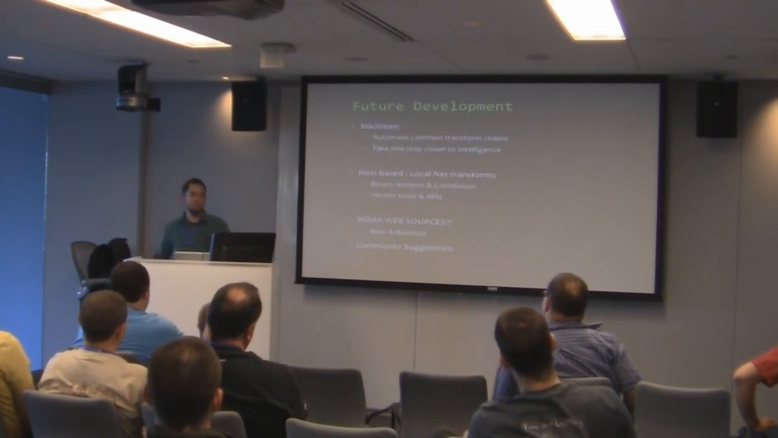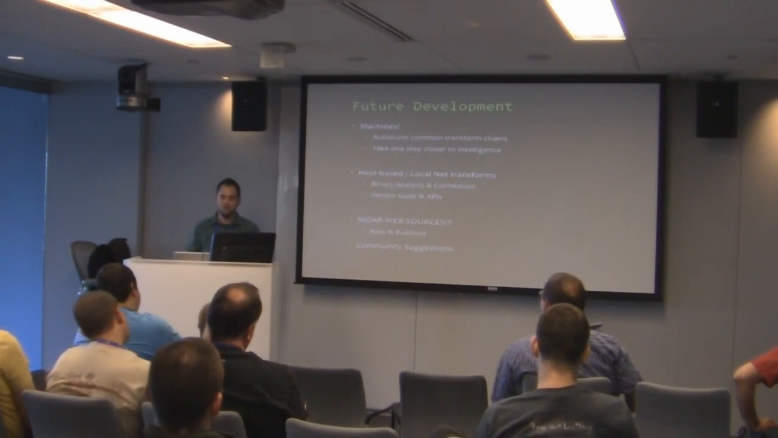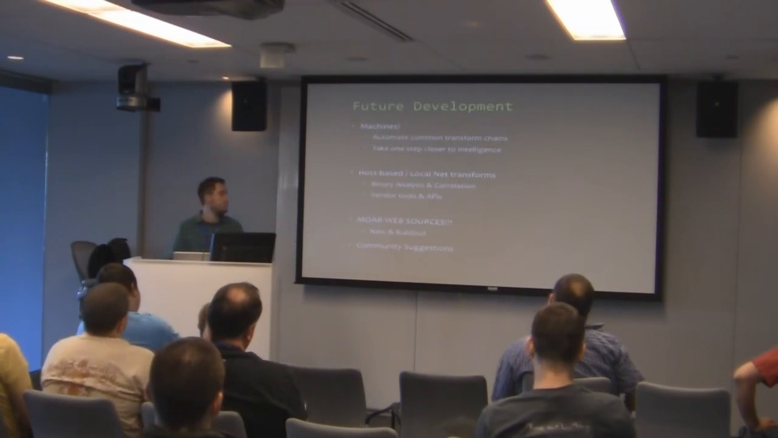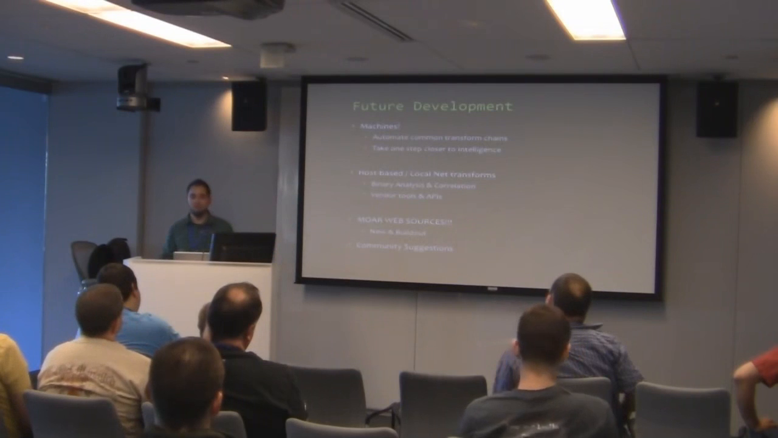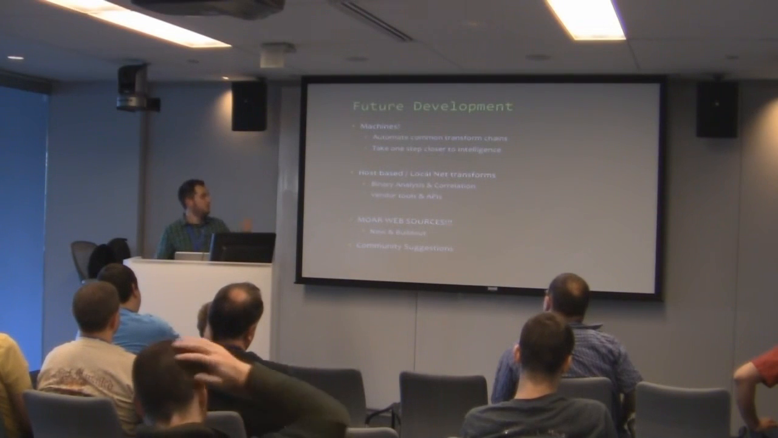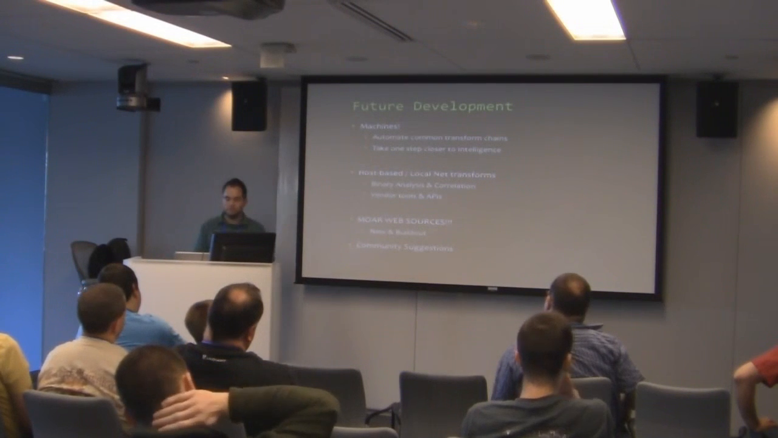So, future development plans. Right now, it's primarily transforms. I have a list of machines that I'm working on that I want to get running to automate common analysis steps. And that kind of, like I said earlier, moves one step closer to generating intelligence versus just data. However, it still does require analysis. It's not going to be a one-stop answer. Building out additional host-based and local network transforms.